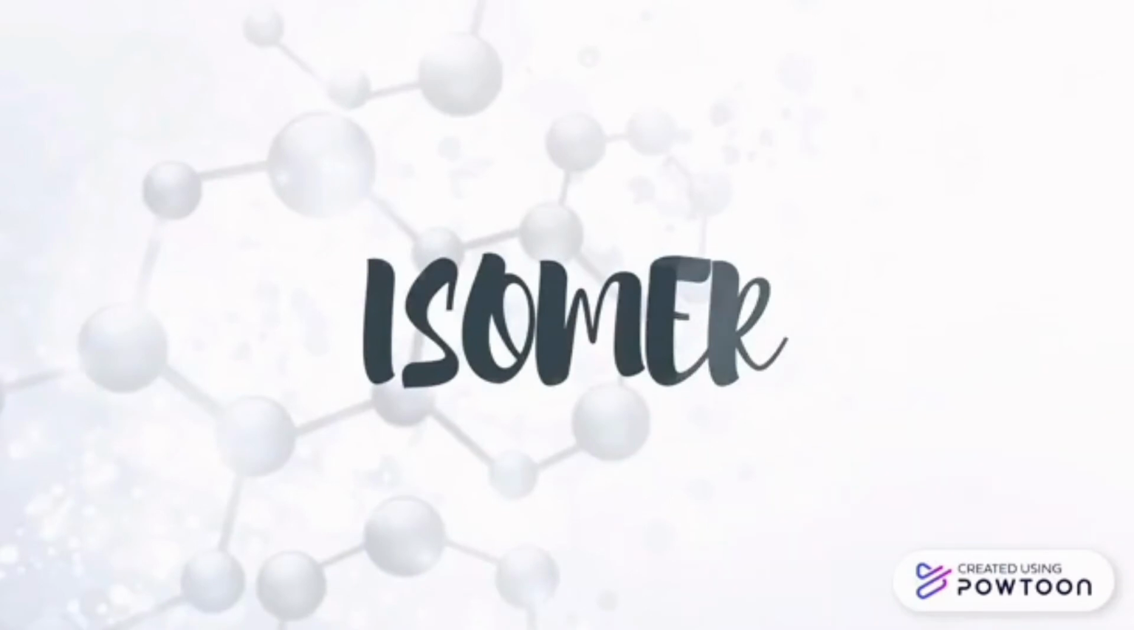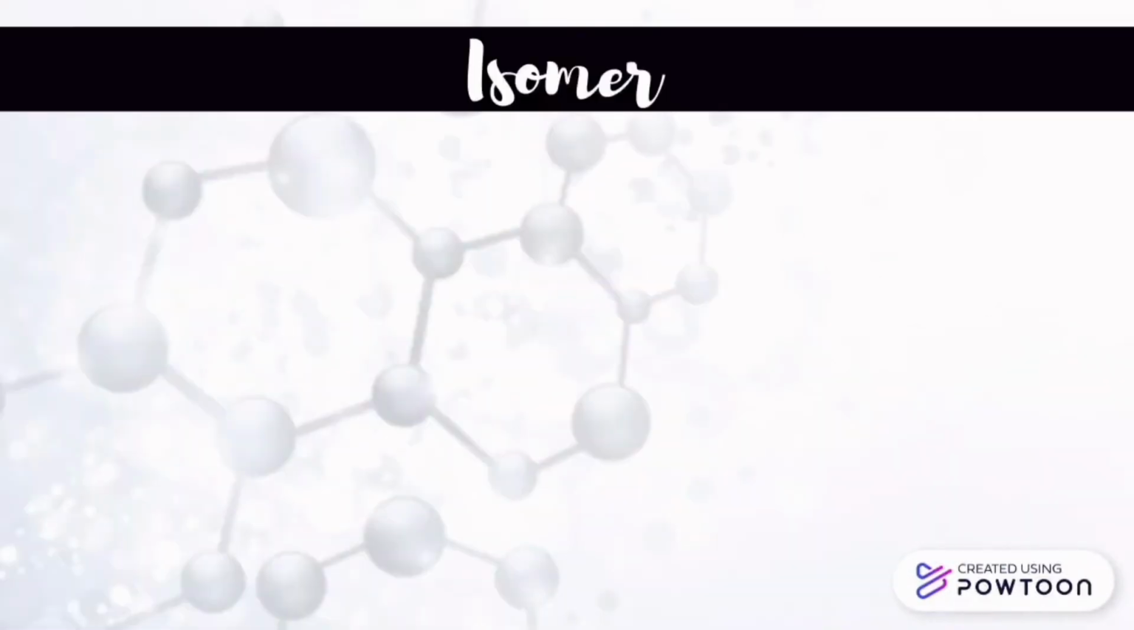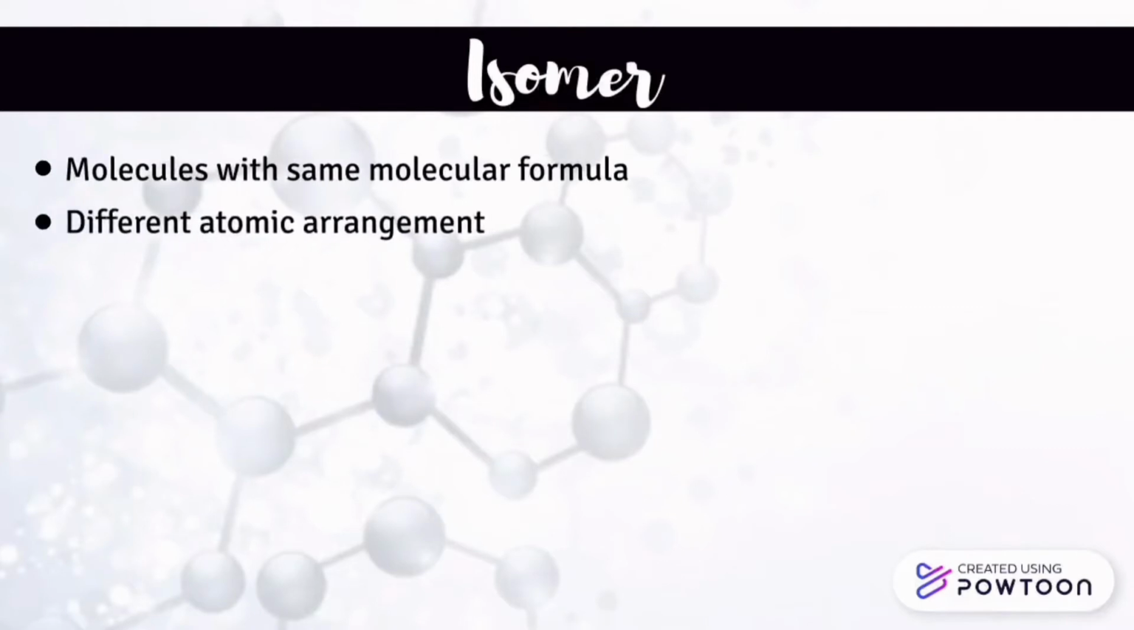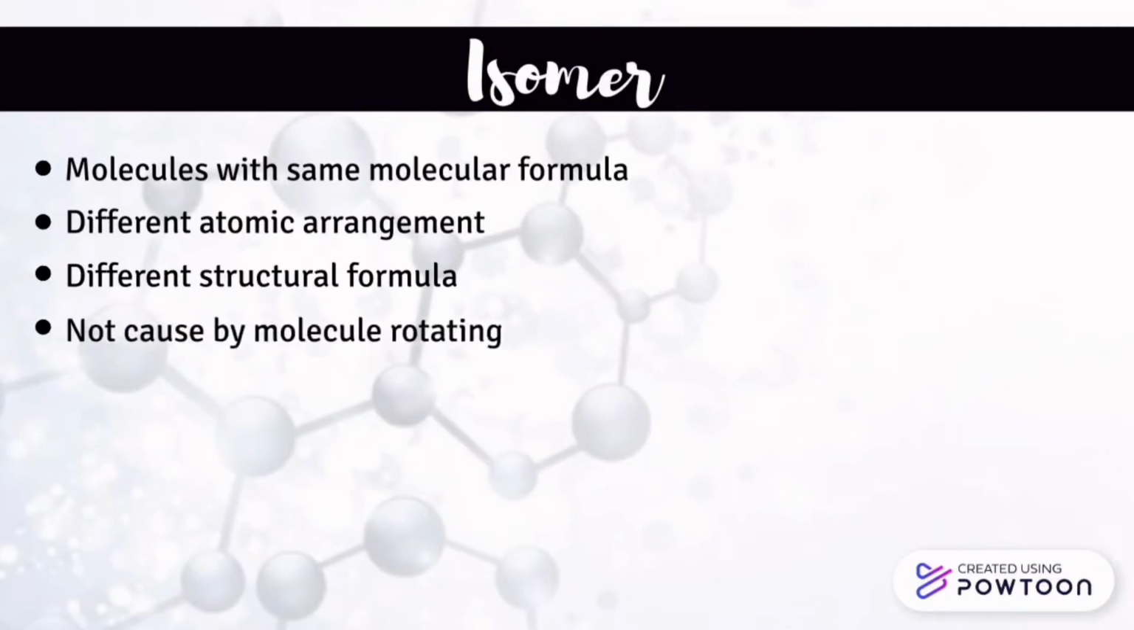Next part is isomer. Isomers are molecules with the same molecular formula but have different atomic arrangement in space or different structural formula. This excludes any different arrangements that are caused by the molecule rotating as a whole or rotating around specific bonds.